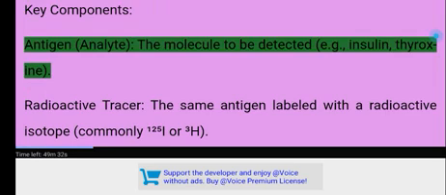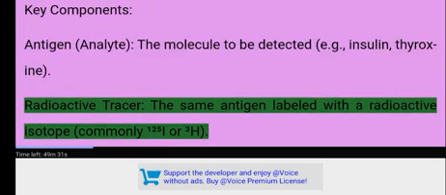Key components. Antigen analyte, the molecule to be detected, e.g., insulin, thyroxine. Radioactive tracer, the same antigen labeled with a radioactive isotope, commonly iodine-125 or tritium (³H).